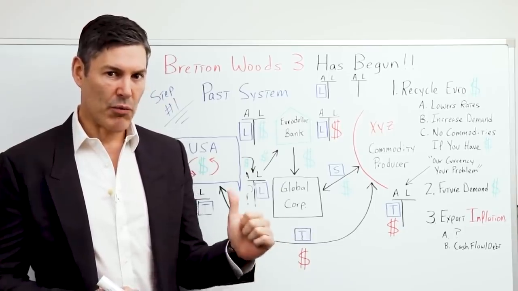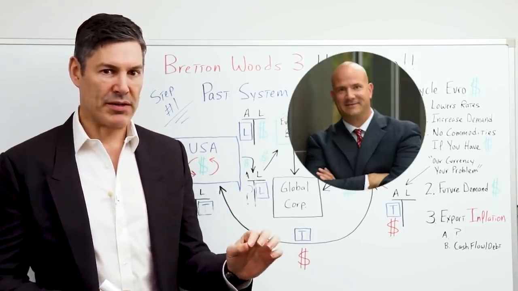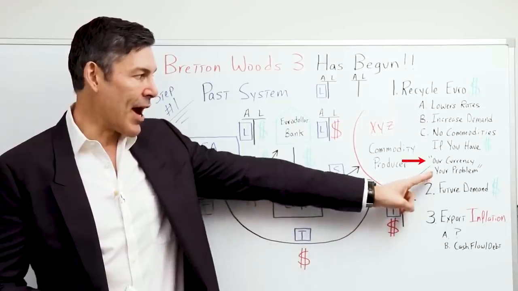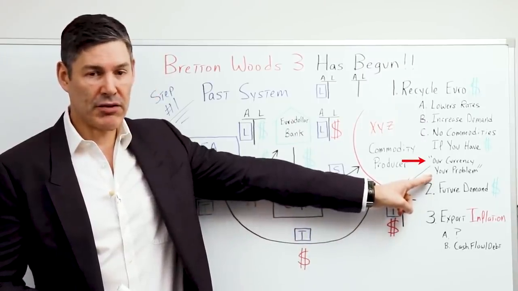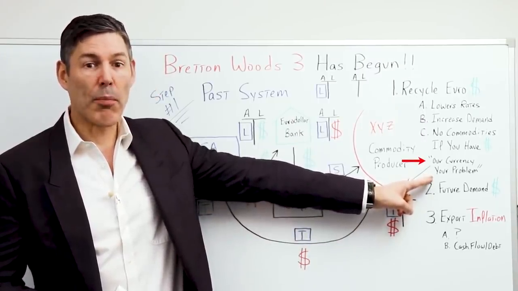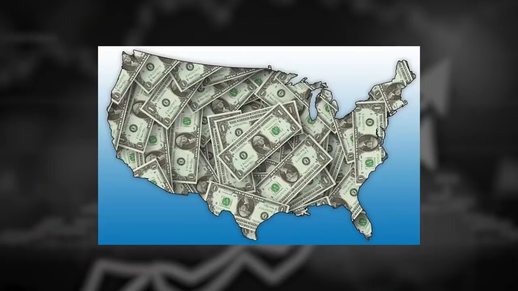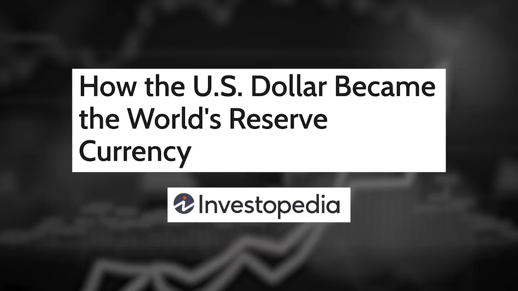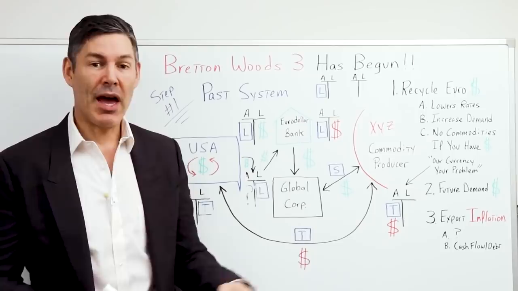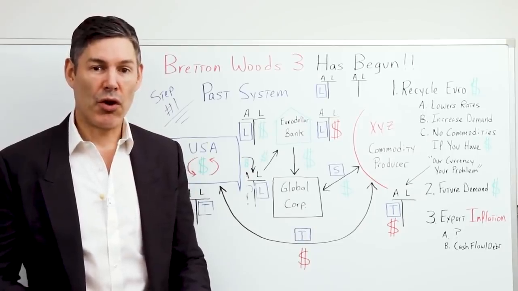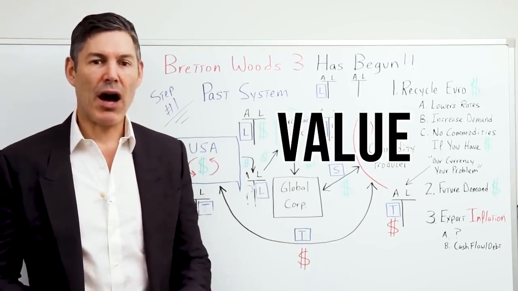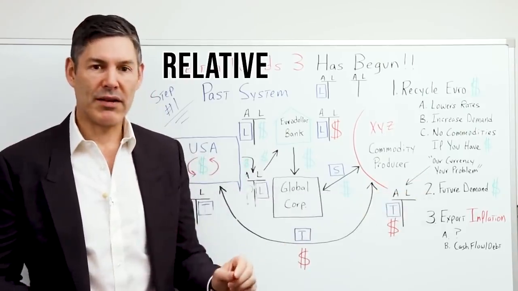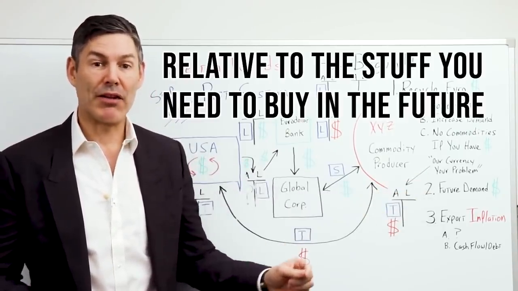So the way the system worked in the past, as Luke Gromen has said, and Zoltan used this phrase as well, it's our currency, meaning it's the United States currency, but it's your problem, meaning that it's our currency, but you need to have it. And you need to have it to buy X, Y, and Z. And we're going to control, to a certain degree, the value of those dollars or the value of that currency relative to the stuff that you need to buy in the future.